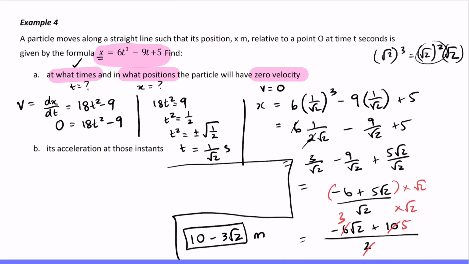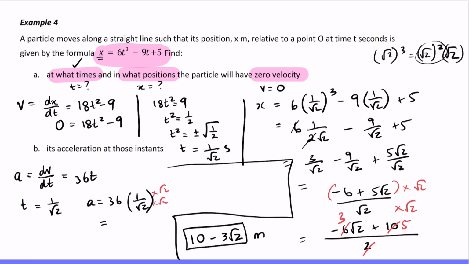Now for part B, it says, what's the acceleration at those instances? So the first thing I want to do is find what the acceleration is, which is by deriving the velocity equation. So that's just going to be 36t. So essentially I just want to find out what a is when t is equal to 1 on root 2. So I'll just sub in 36, 1 on root 2. What we can do is rationalize the denominator by multiplying both the top and the bottom by root 2. So that will be 36 root 2 on 2. And then when that simplifies, that's 18 root 2 meters per second squared. So with acceleration, it's per second squared.